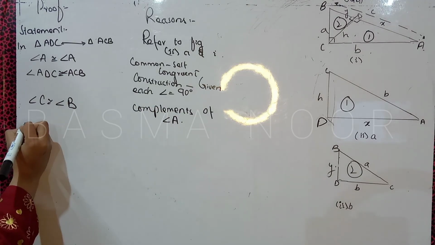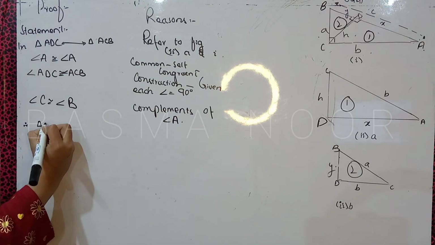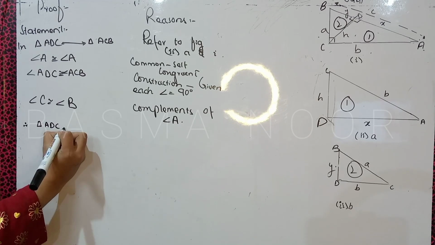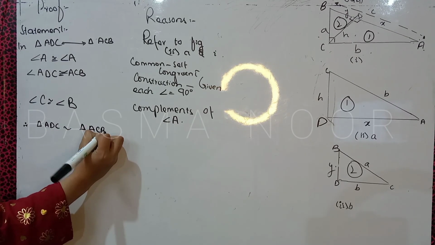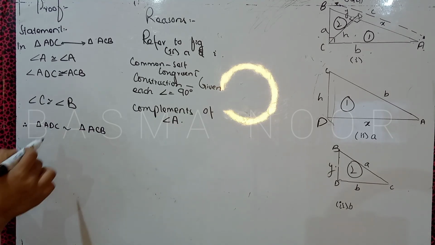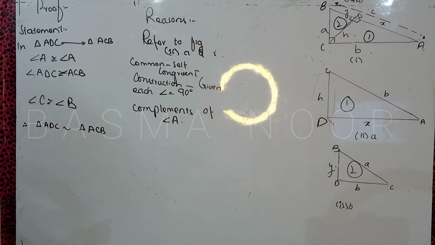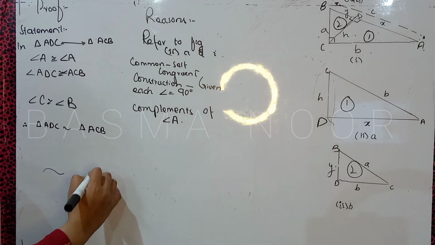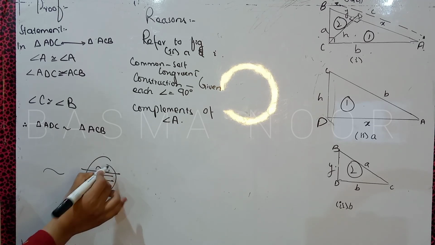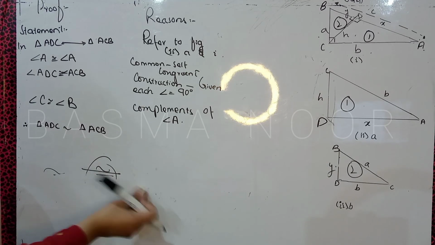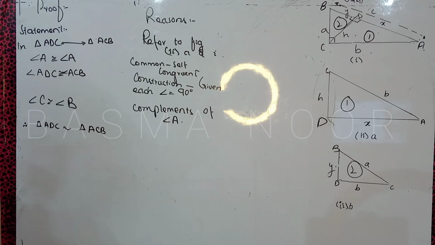Now it's proved that triangle ADC is similar to triangle ACB. So I'm not talking about congruent, it's similar. Let me show you the difference between congruent and similar. This is the similar sign, and this is the congruent sign. Congruent means equal, and similar means only similar. You should remember this main thing.